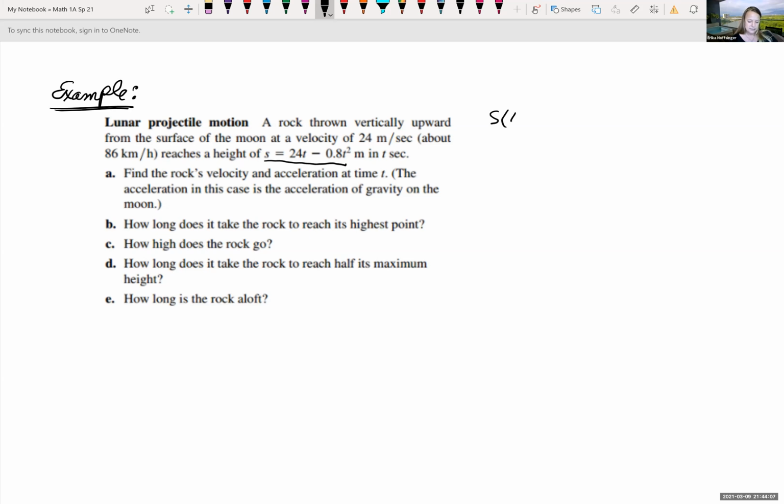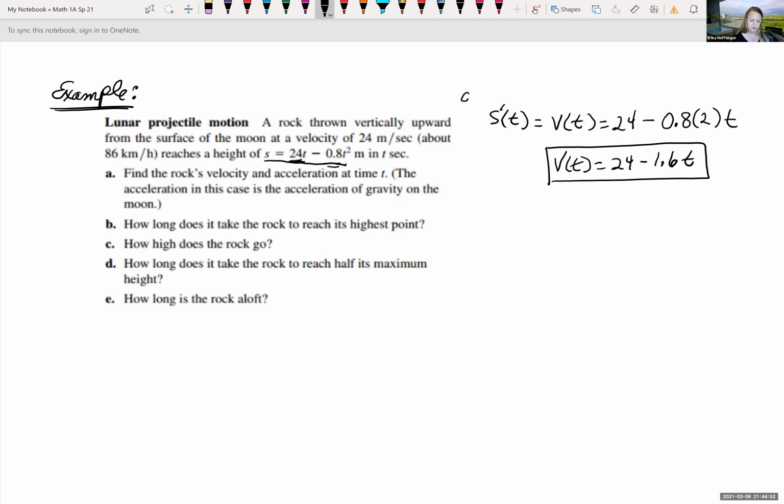So S of t, we want the derivative of this. This is going to equal my velocity. So the derivative of 24t is 24, minus the derivative of 0.8t squared. So we have this 0.8 times our exponent, which is 2t. Subtract 1 from our exponent, it's just 1. So our velocity function is 24 minus, well, ignore your decimal for a second. 2 times 8 is 16, and then we're going to move it over 1 to the left, so that's 1.6t.